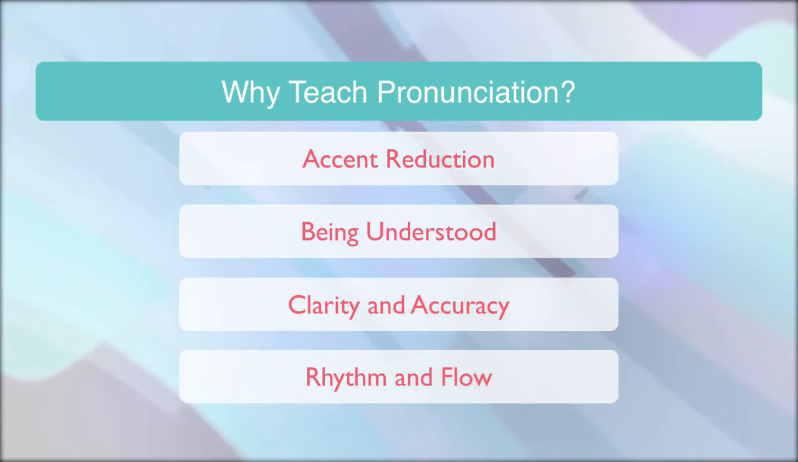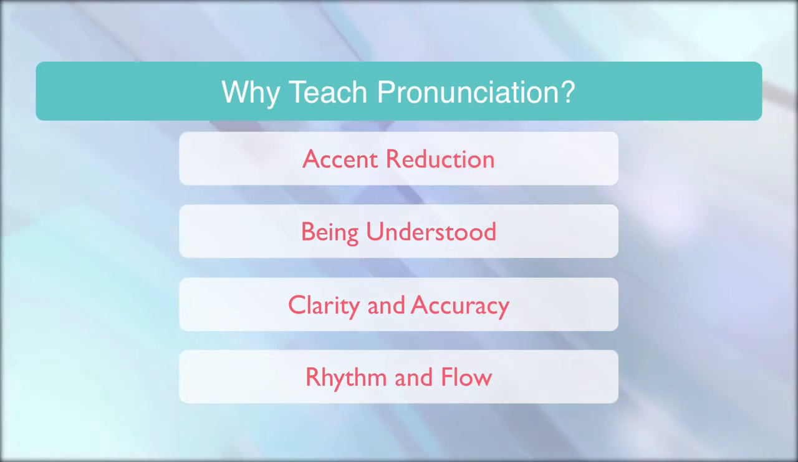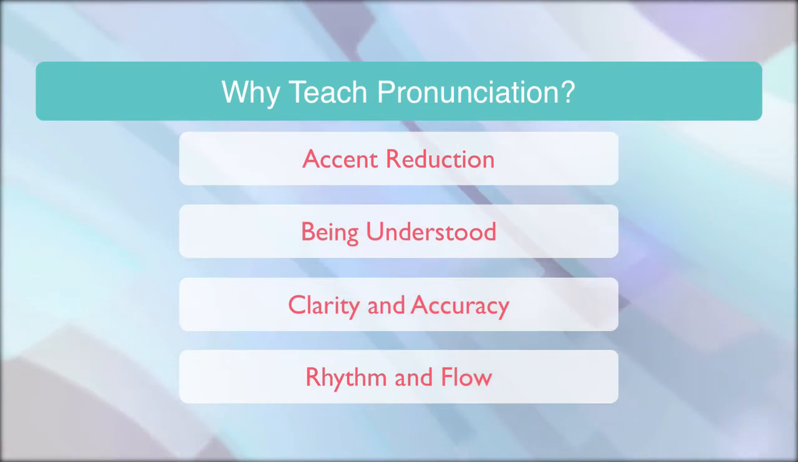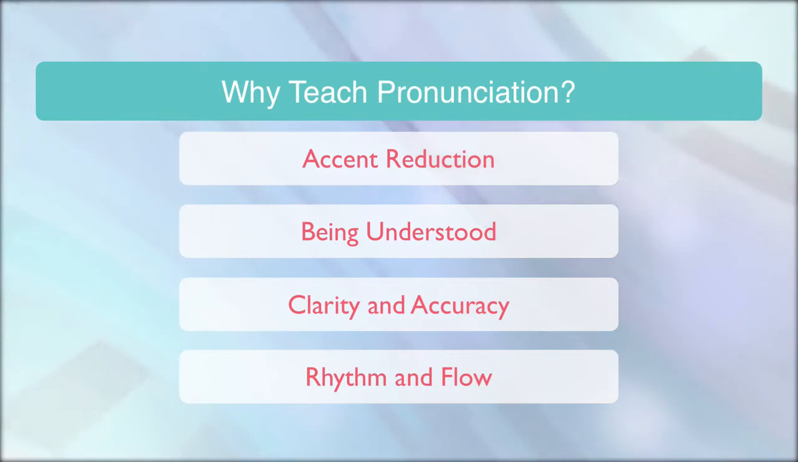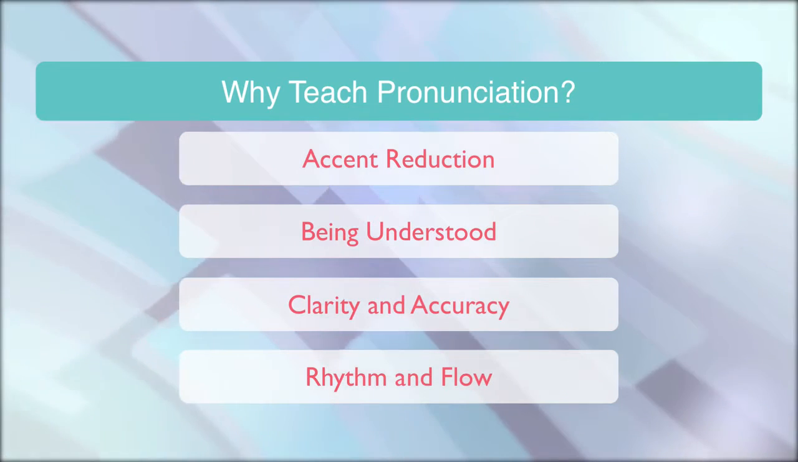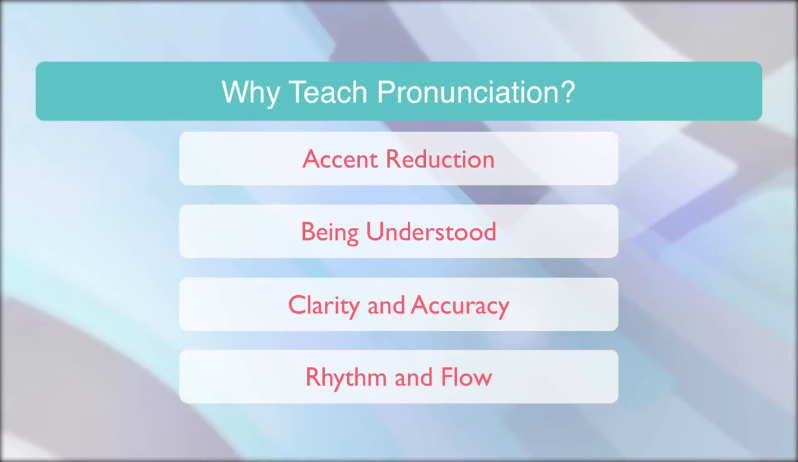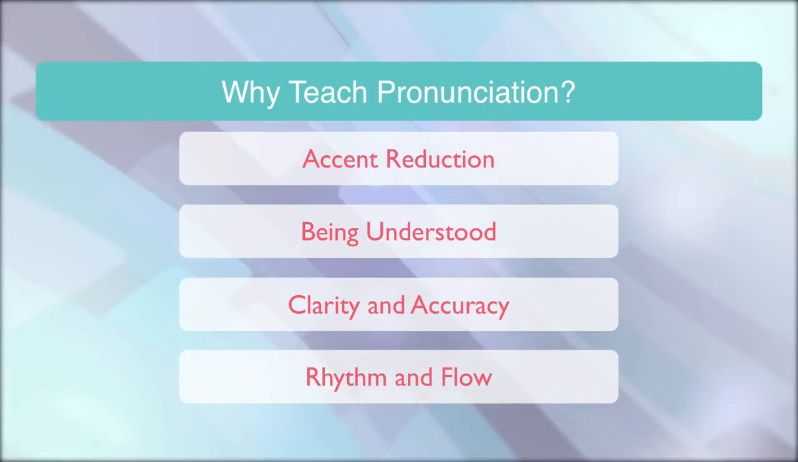Clarity and accuracy can be achieved. You can keep your foreign accent, but speaking clearly and with accuracy is achievable. And this will enable the student to maintain a certain rhythm, a certain flow when speaking. So when teaching or correcting pronunciation, make sure that you target these different areas for improvement.